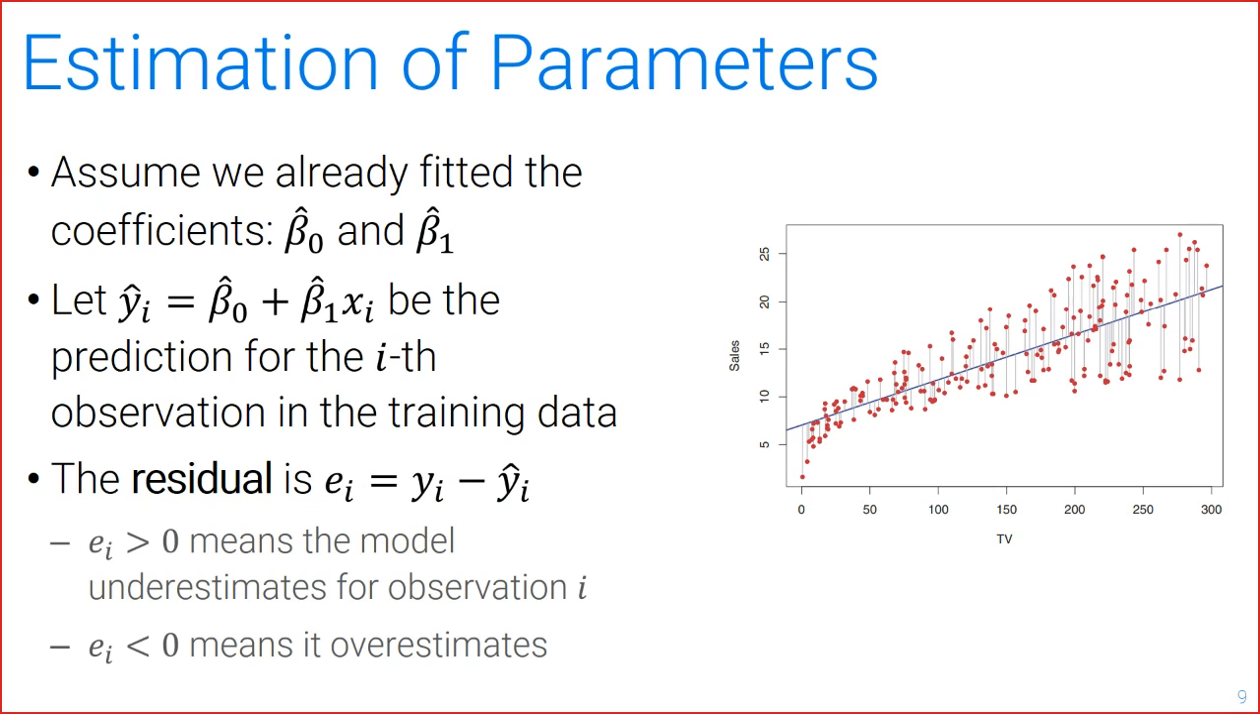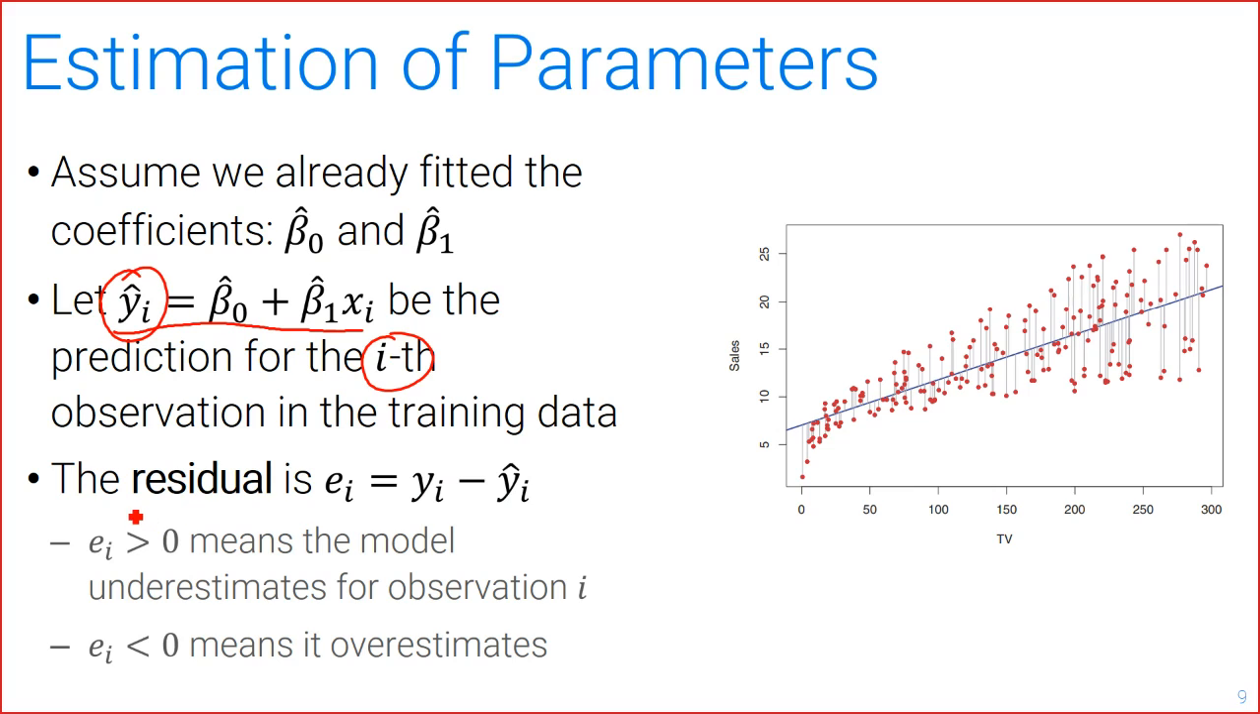So how do we do it? Well, to illustrate, assume that we just fitted the model. Imagine that we already have it. We already know the best values, beta 0 and beta 1. So the model would be something like this. And we could make the prediction for every known observation in the training data. So for every ith observation, we can actually make the estimation. What is the y sub i?